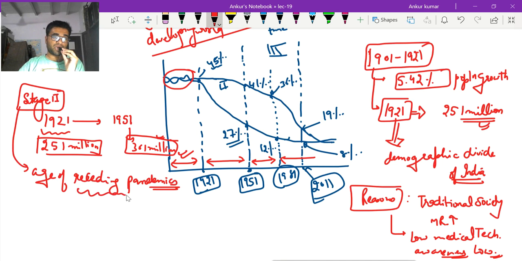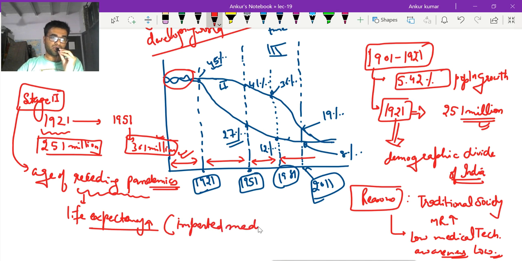So in the age of receding pandemics, what happened? Life expectancy increased. Why did life expectancy increase? Because India imported medical technologies. Life expectancy increased and hence the mortality rate reduced sharply. If you see the mortality rate, it reduced sharply from 45 parts per thousand to 27 parts per thousand, right?